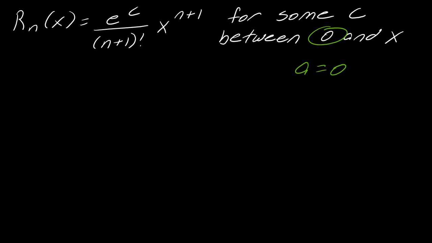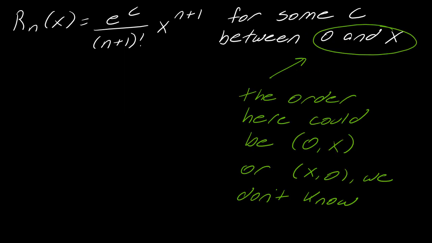Remember, this series is centered at a equals 0. But the thing that's weird about this is that x can be anything. We could have x be positive, so our c would be between 0 and x, or x could be negative, which would mean that c is between x and 0. We don't know, so we're going to consider all of those possibilities.